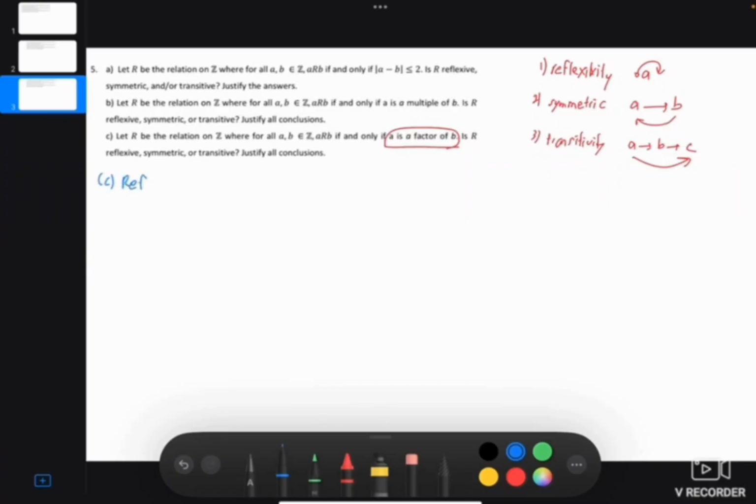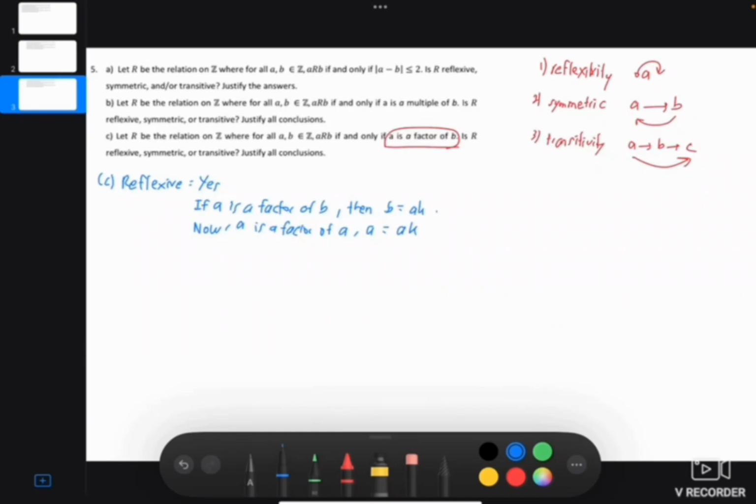So we can say that the relation R in our question 5c is reflexive. And we can prove it by stating that if A is a factor of B, then B equals A multiplied with a constant. Now A is a factor of A, then A equals A multiplied with a constant. We are doing it like this.